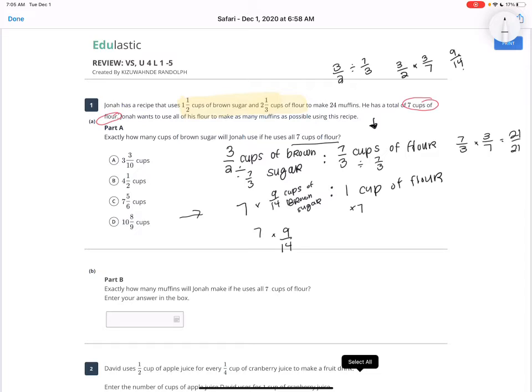Now, this is 7. What do I need to put under that 7, you think, when I multiply it times a fraction? I need to put a 1 underneath that 7 because it's a whole number. All right. Now, I want to multiply going straight across. So it's going to be 63 over 14.